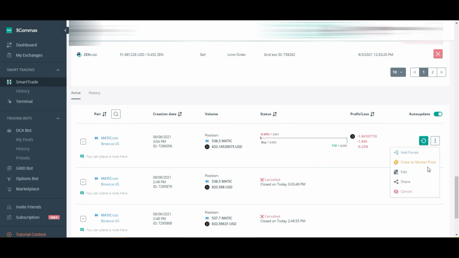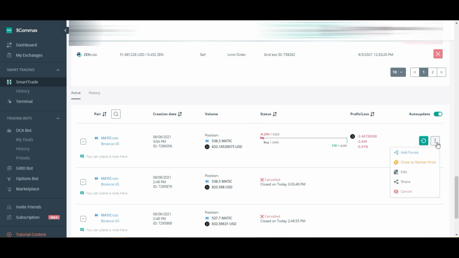Now, the second portion is you can close at market price. So if you don't think the trade is going the way you want it to go, or if it's going back and forth between two figures that are below your take profit price, you can take profit early by closing at market price. Or if you're losing and you didn't set a stop loss and you want to get out of this trade, you can close it at market price. Your other option is to cancel. If you cancel the trade, it will not close out your position. Basically, you'd be canceling the smart trade, but you would still be in the market holding those crypto coins.